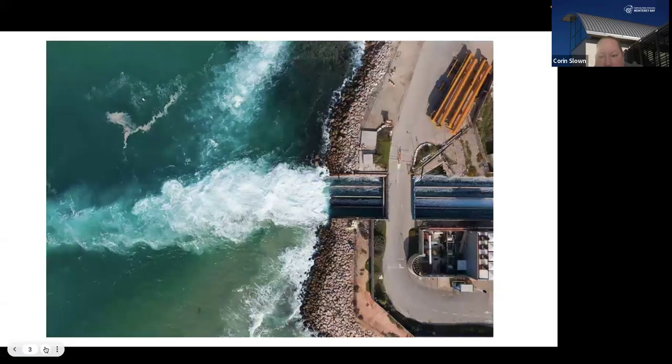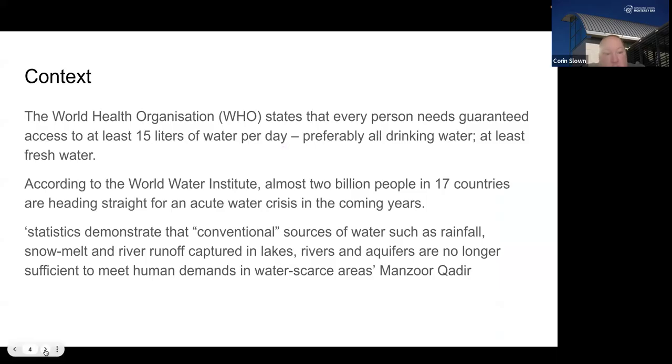So, this image is an example of a plant and its discharge. And you can imagine that the discharge is a concentration issue. So, what are you discharging? What's the concentration of what you're discharging? And where are you discharging it? So, I want to give a little bit of context.